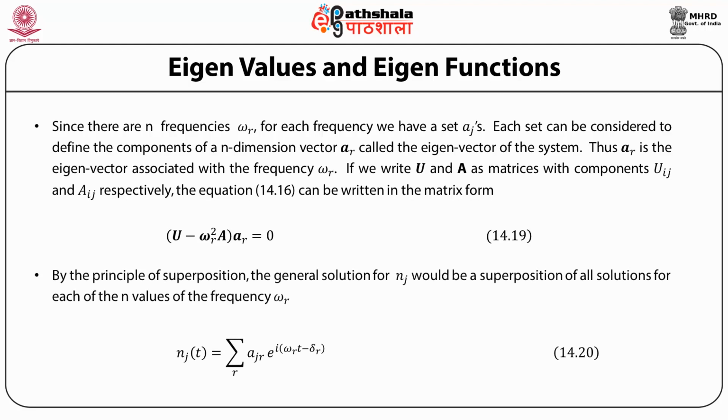Then by the principle of superposition, since we have a linear homogeneous equation, the general solution for eta j would be a superposition of all solutions for each of the n values of frequencies. Therefore, the general solution eta j at time t can be written as a linear superposition, sigma over r of A_jr e to the power i omega_r t minus delta_r.